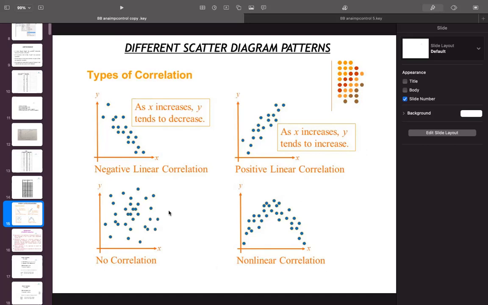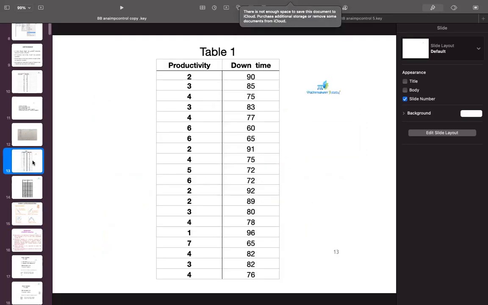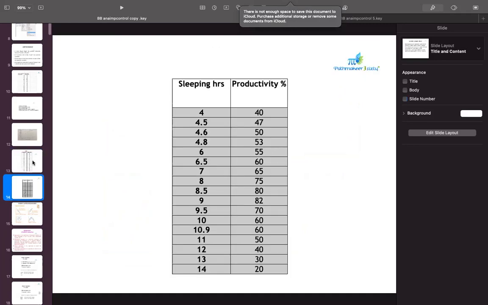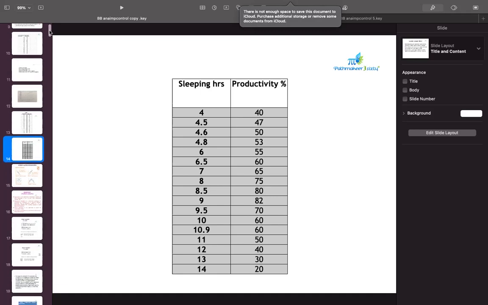Okay. So what do you mean by linear? Linear means straight line. Here, the last option, you're not getting it in a straight line. So that is non-linear correlation. So you can identify the patterns of these two examples and you can share it with us.